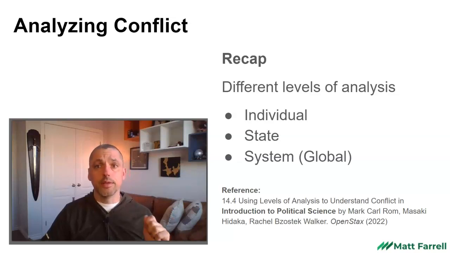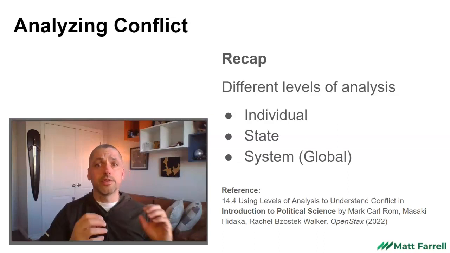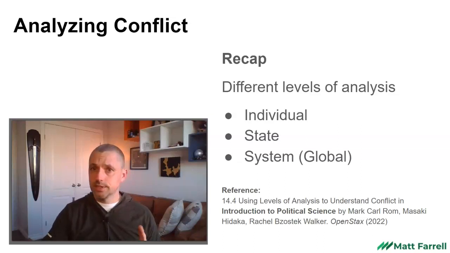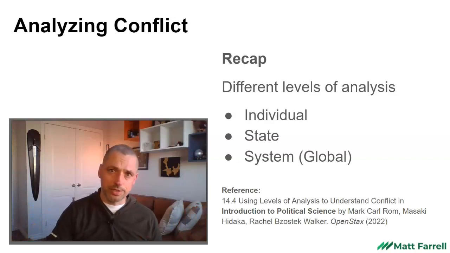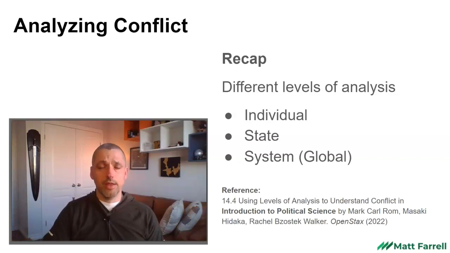And to recap, different levels of analysis: what's the individual level? Who are the leaders involved and what incentives are they facing? State level, history, context, geography, and then of course the system, global level factors. What role do international organizations or international norms have? Considering all of these factors can help us try and understand exactly what's going on in different global conflicts.